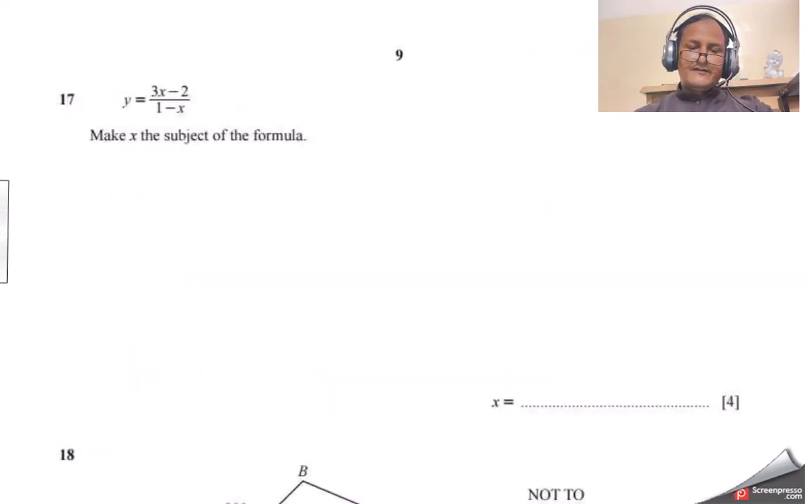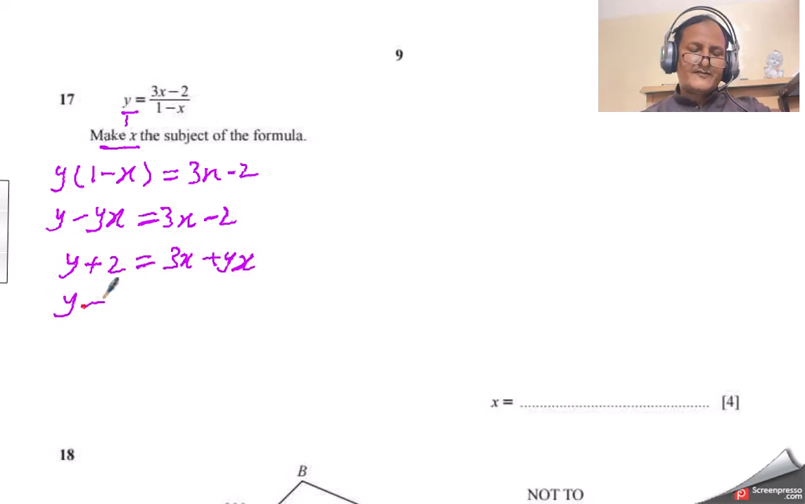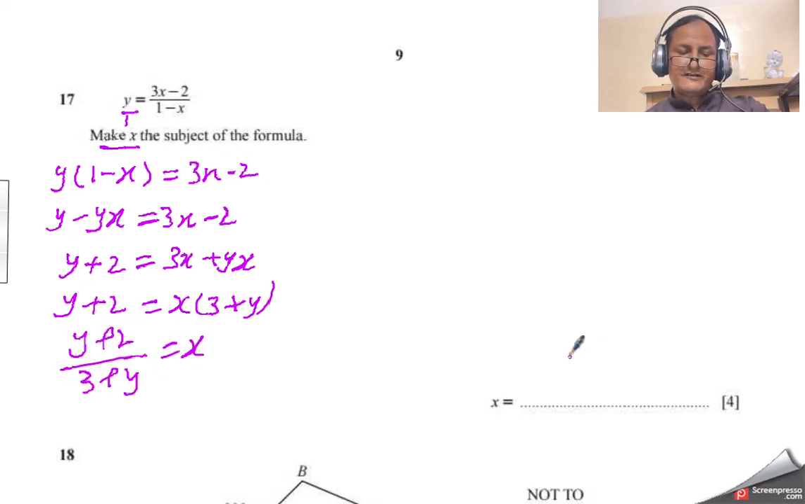Okay, after that we have question number 17. Make x the subject of the formula, using cross multiplication. y times (1 minus x) equals 3x minus 2. So y minus yx equals 3x minus 2. Taking like terms together, we have 3x plus yx equals y plus 2. Taking x as a common factor, x times (3 plus y) equals y plus 2, so x equals (y plus 2) over (3 plus y). Very simple question. Y plus 2 over 3 plus y, or y plus 3, the same.